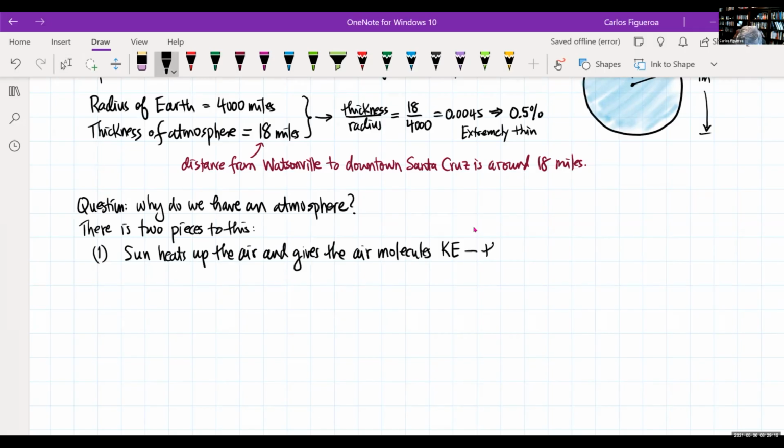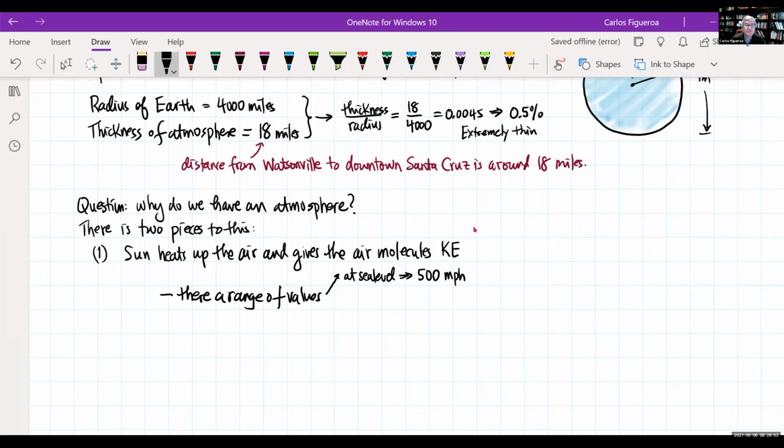there's a range of values. What you'll find here is that at sea level, okay, I'm going to run out of space, so I'm going to move this down here actually. So there's two pieces to this thing. At sea level, they travel about 500 miles an hour.